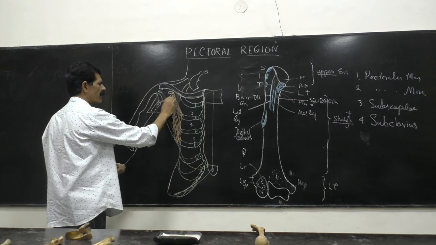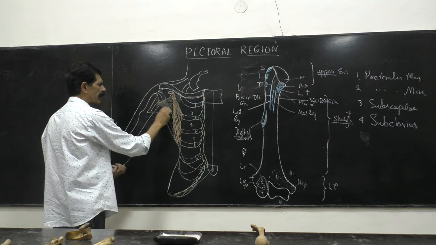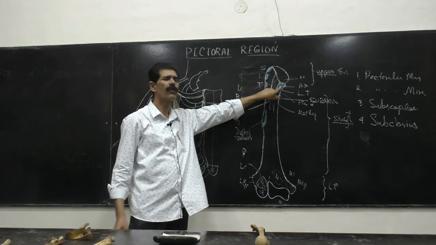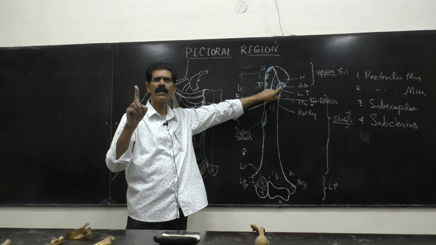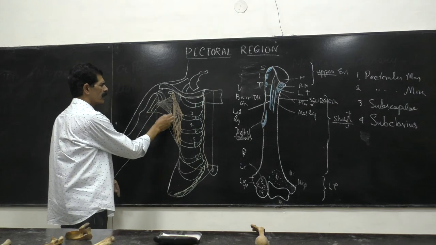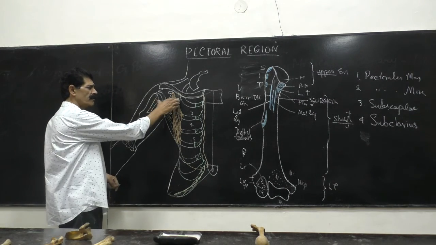The lesser tubercle has only one muscle insertion. Lesser is small, greater is big. So on the greater tubercle three muscles insert, but for the lesser only one muscle. Subscapularis. This muscle is inserted on the lesser tubercle. What will be the action?